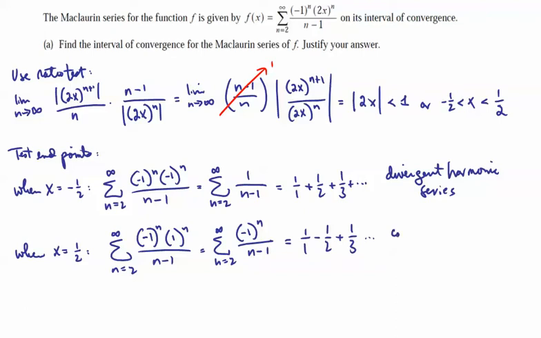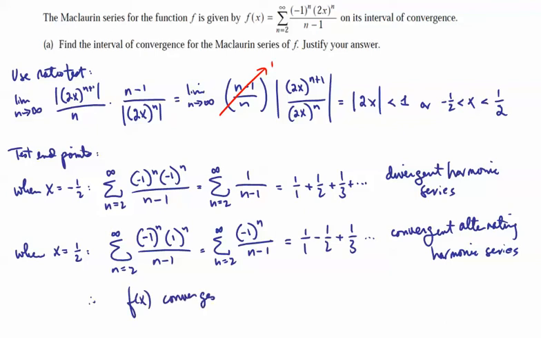And what you end up with here is the convergent alternating harmonic series. And so we can see that f of x converges on x greater than negative 1/2, less than or equal to positive 1/2. We don't include the negative 1/2, but we do include the positive 1/2, and that does it for part A of this problem.